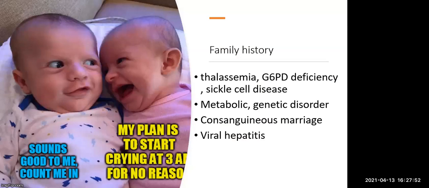For the family history, of course, we need to ask about any family history of thalassemia, G6PD deficiency, sickle cell disease, and any metabolic or genetic disorder, for example Wilson disease, any consanguineous marriage, and also any viral hepatitis in the family.